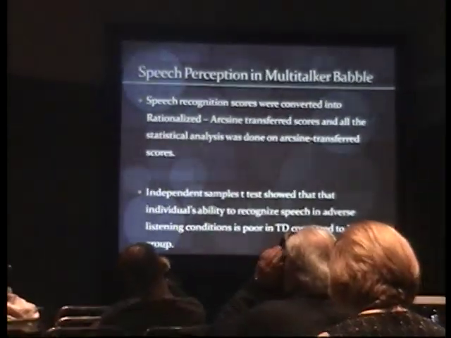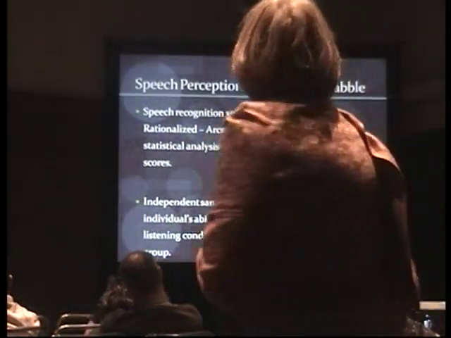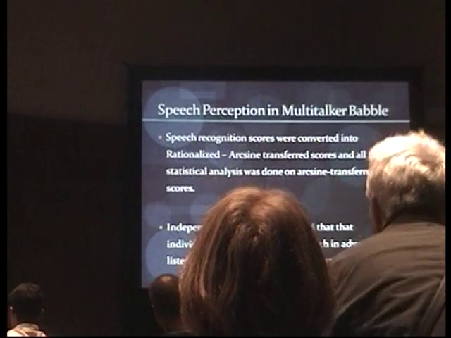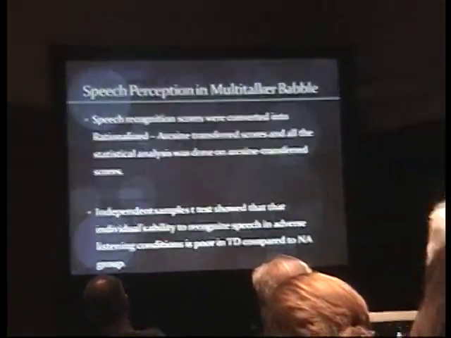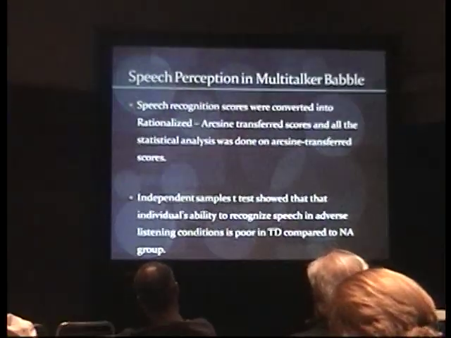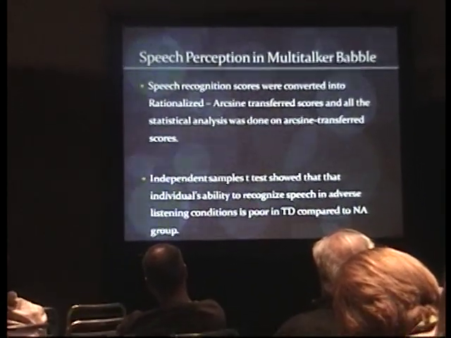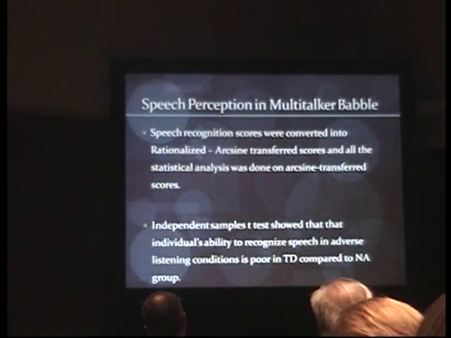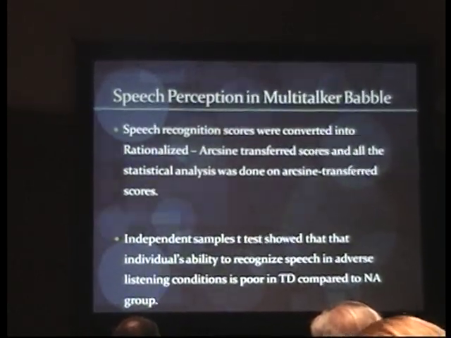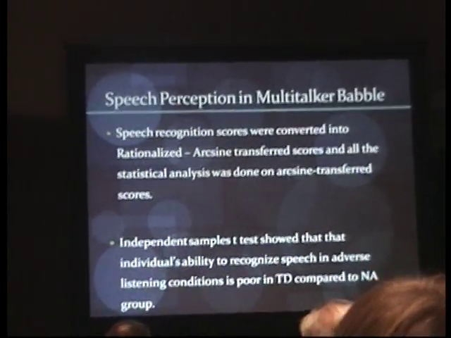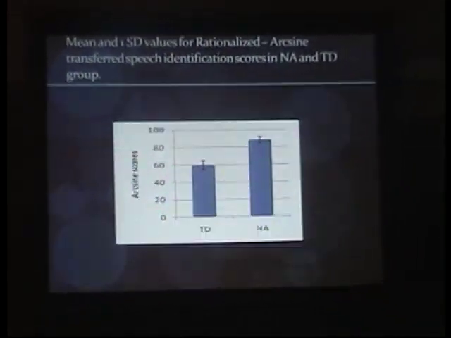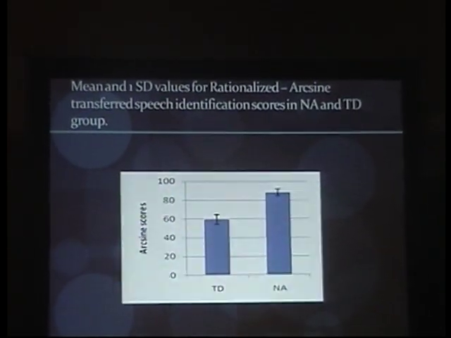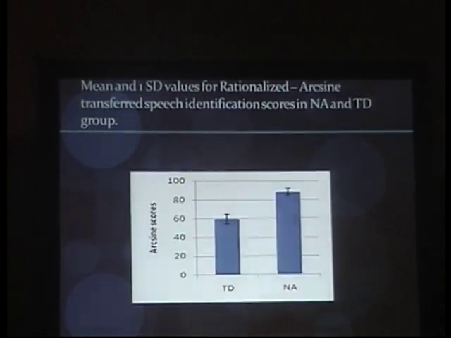Next, in speech perception in multi-talker babble, the speech recognition scores were converted into rationalized arcsine transformed scores, and all the statistical analysis was done on these scores. The independent samples t-test showed that the individual's ability to recognize speech in adverse listening conditions was poorer in the train drivers group compared to the control group. As is very clear in this picture, on the left-hand side you can see the train drivers' scores are poorer in this particular test compared to the right-hand side control group.